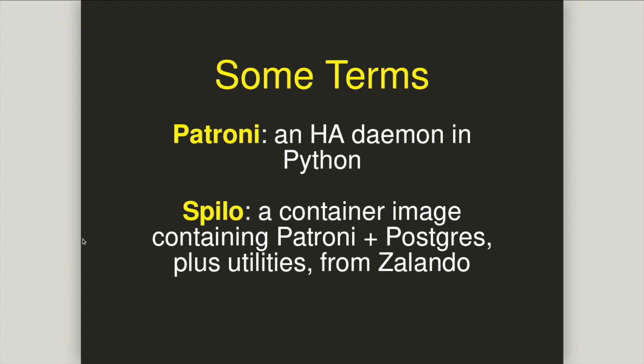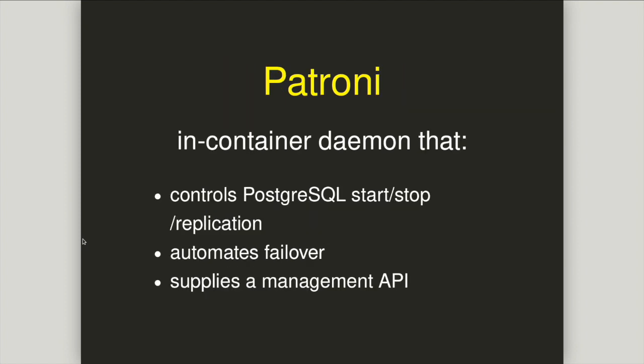Now, the Zalando folks also use another name that comes up in the realm of the operator, which is Spilo. And Spilo is this golden image that contains everything: Patroni, Postgres, and a whole bunch of utilities. You can use Patroni without Spilo, and I'll be demonstrating that. You can use it with Spilo, and I'll be demonstrating that as well. Now, this Python daemon controls PostgreSQL start, stop, and replication setup. It automates failover, and it supplies a management API for the Postgres running inside that container and for the cluster as a whole.